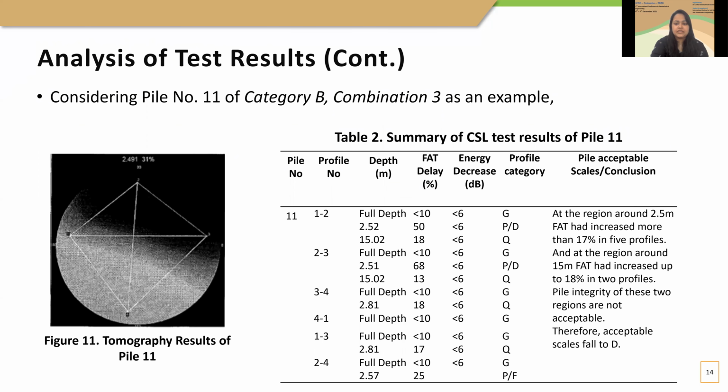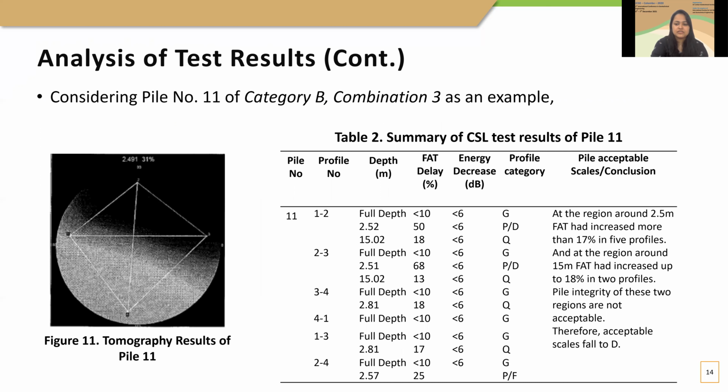As an example, first we'll consider a pile of category B, combination 3. Table 2 represents a summary of CSL results for each of the 6 profiles. From that, it is clear that around 2.5 meter depth, the pile has 1 poor flow, 2 poor defects, and 2 questionable profiles. And also around 15 meter depth, 2 questionable profiles have been identified.